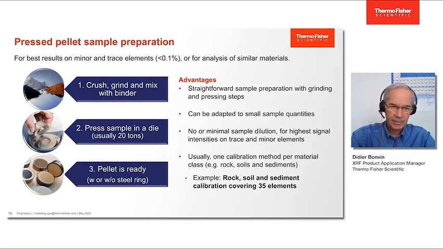Second step is to press the sample in a die. Usually 20-ton pressure is sufficient. And finally, we get a nice pellet with a flat surface that is easy to present to the XRF spectrometer. So it's very simple technique to prepare the sample, and that's one of the advantages. So this straightforward sample preparation with grinding and pressing steps can be also adapted to small quantities if we don't have enough material.